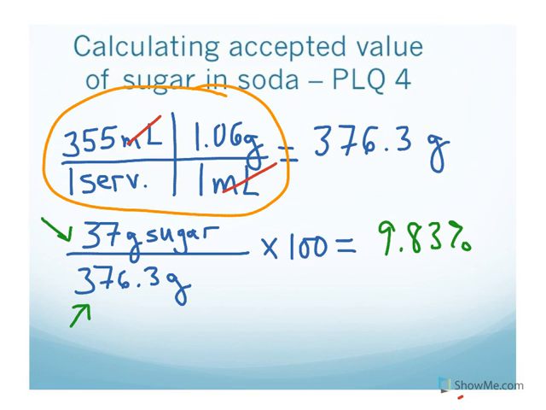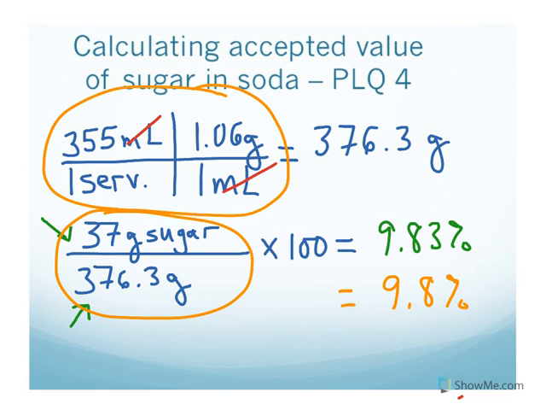However, if we look at the information from the nutrition label here, we have 2 sig figs with the 37 grams of sugar, and we're dividing. So in the end, we can only have 2 sig figs in our answer. So in this case, the percentage of sugar that's accepted for this soda is 9.8%.